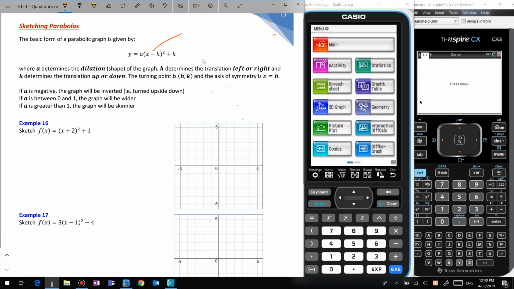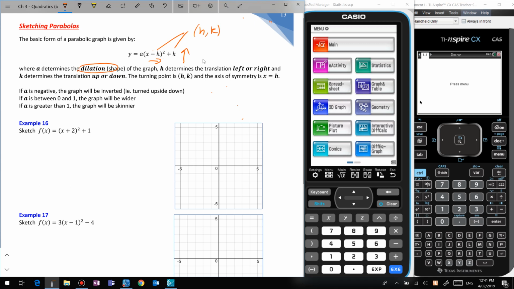Whereas h and k, they're what we call translations. And translations move the graph left and right in terms of h. So if it's minus h, we go right h. If it's plus h, we go left h, whatever h is. And if it's plus k, we go up k. If it's minus k, we go down k. So from that, we can always say that our turning point is (h, k). That's because it's been moved h to the right, and k up.